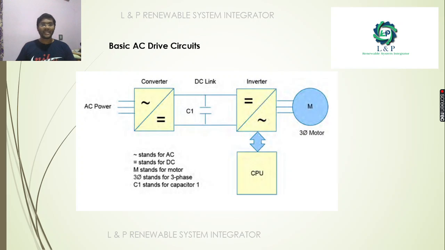So how does the basic AC drive circuit look? See here, we are taking AC power. This converter is converting that AC into DC power. With the help of this DC link, we are passing it through the inverter, and with the help of the CPU we are controlling the speed of these inverters. At last, our motor is getting operated at variable frequency with the help of this AC drive circuit.